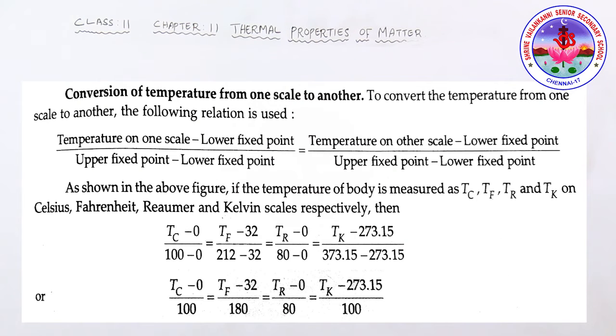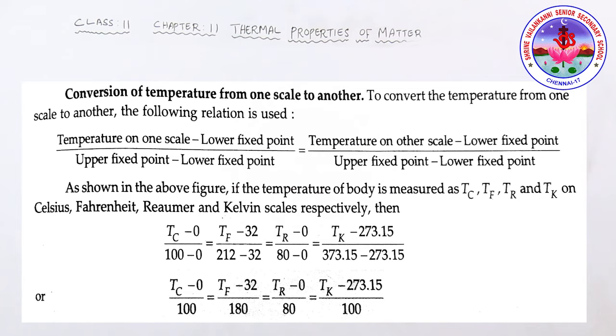Conversion of temperature from one scale to another. To convert the temperature from one scale to another, the following relation is used: temperature on one scale minus lower fixed point, the whole divided by the upper fixed point minus lower fixed point. That means the difference between the temperature on the scale and the lower fixed point, divided by the difference between the upper fixed point and the lower fixed point.